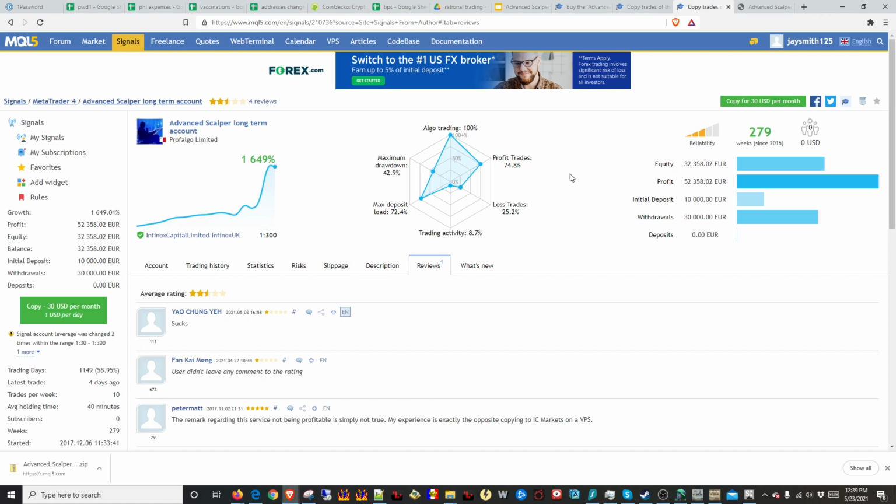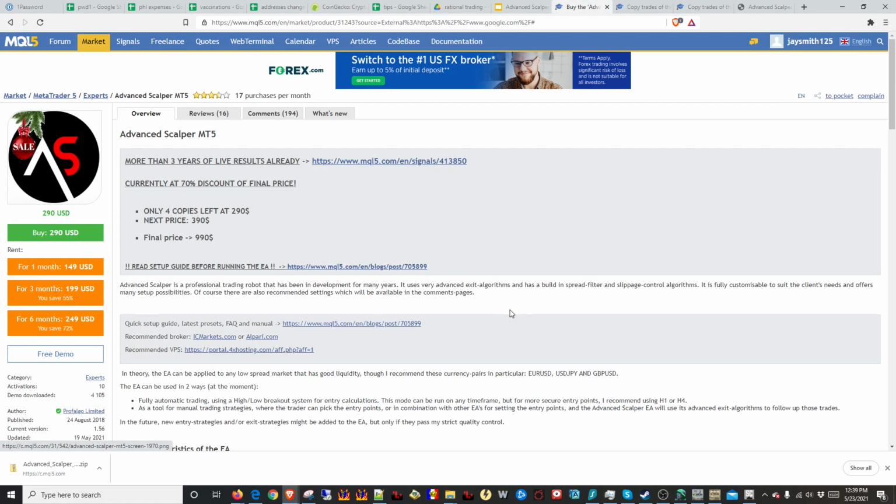I wouldn't take it as a signal. If I were going to use this, I would certainly invest in the EA. It costs $290 or you can rent it. So to me, that's a no-brainer. If you want to try out a scalper and you want to try out this scalper, buying the EA is the way, because then you're going to get much better execution. Have a fast VPS, have a good broker.